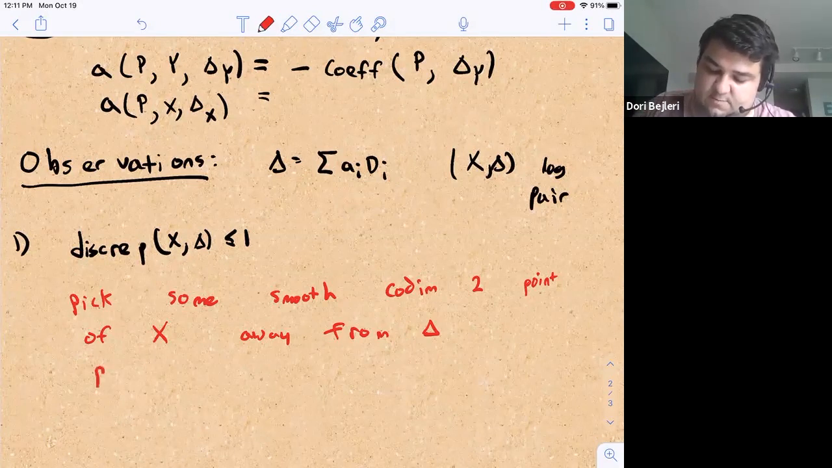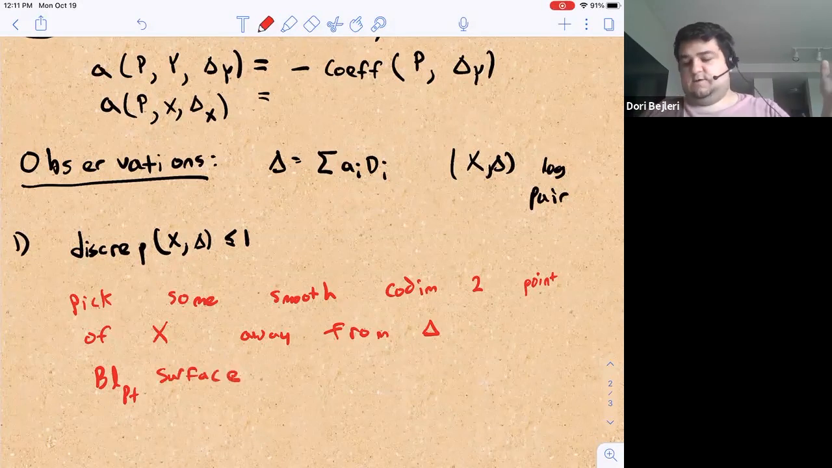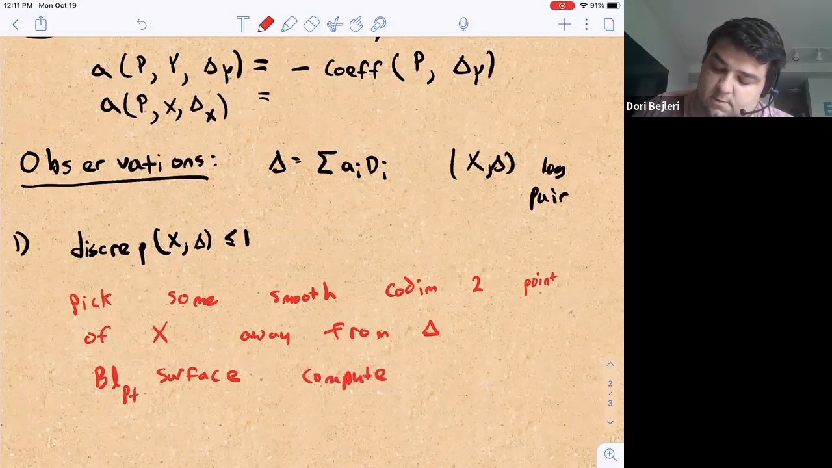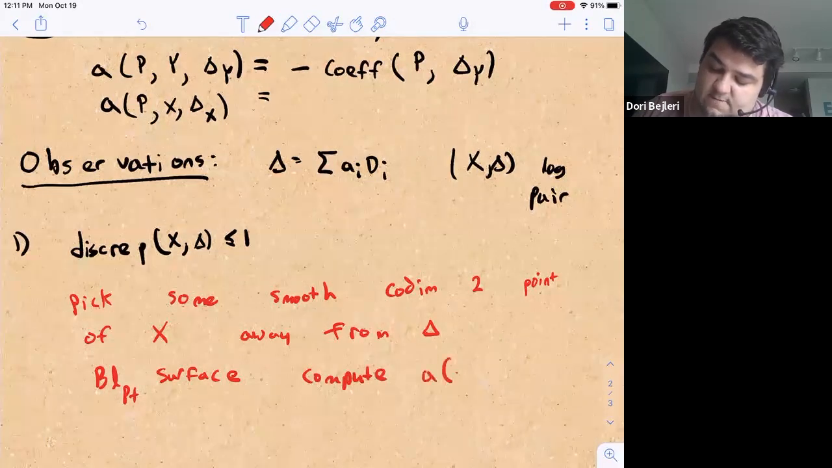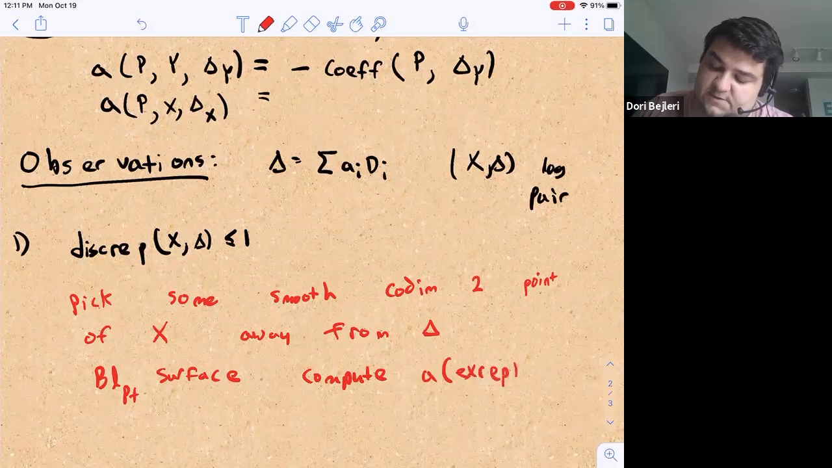Then we can consider the blow up of a point at a surface, which will be the generic point, like the generic model of the blow up of X at the closure of this codimension 2 point, and then just compute explicitly the discrepancy of the exceptional divisor of this blow up on a surface, and this is 1.